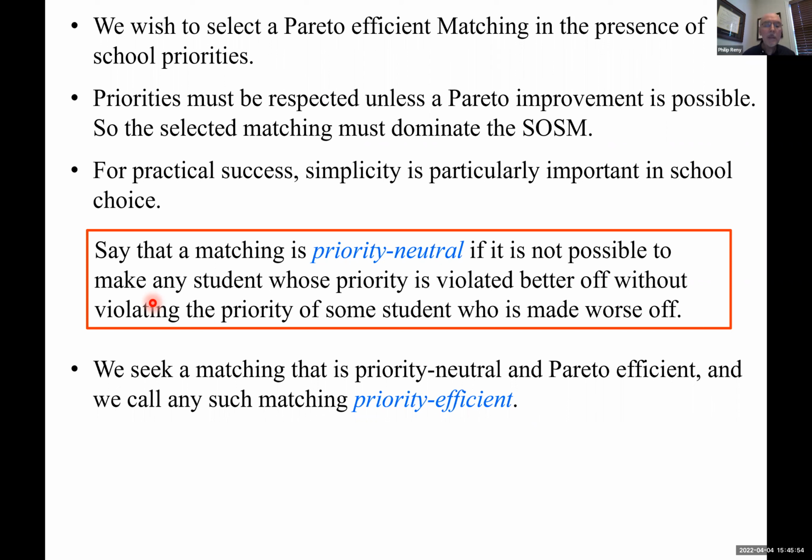Okay, so I'm going to look for matchings. Of course, I'm looking for Pareto efficient matchings, but I'm looking for those Pareto efficient matchings that are also priority neutral. And I'm going to call a matching that's both priority neutral and Pareto efficient, I'll call such a matching priority efficient.